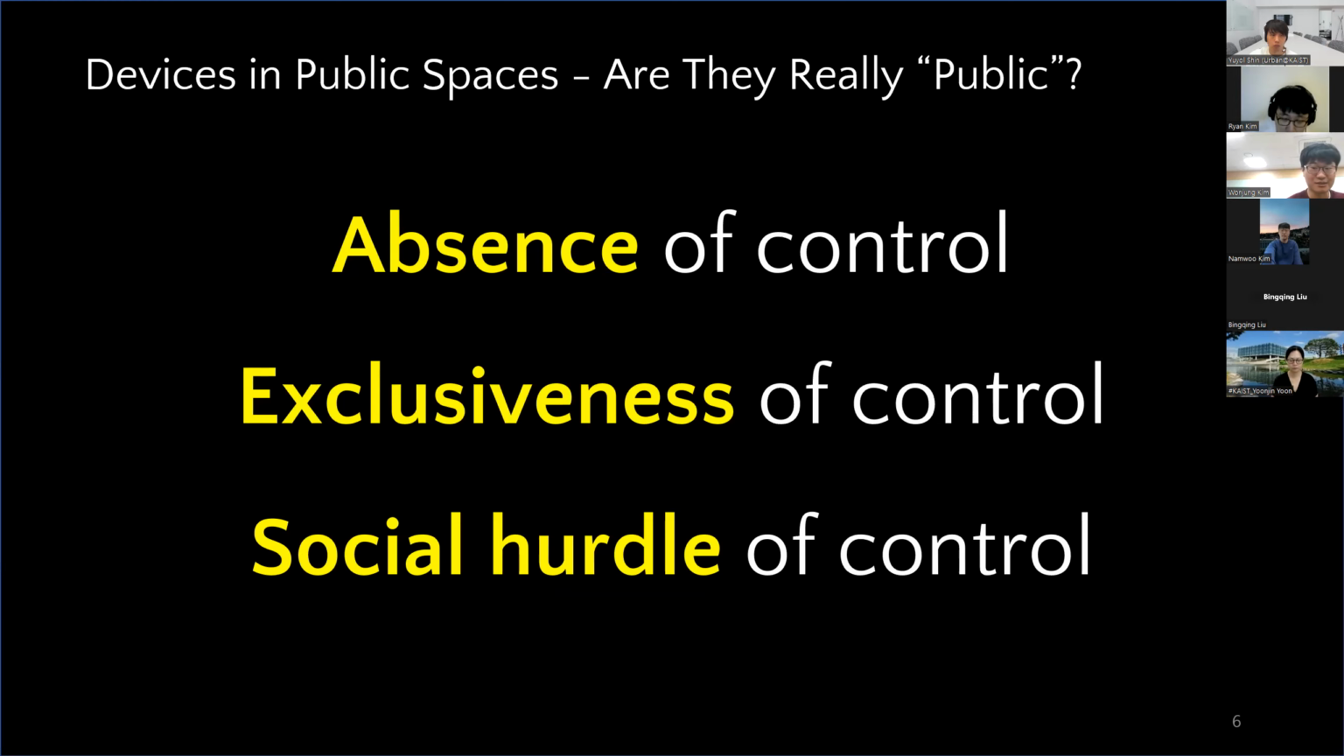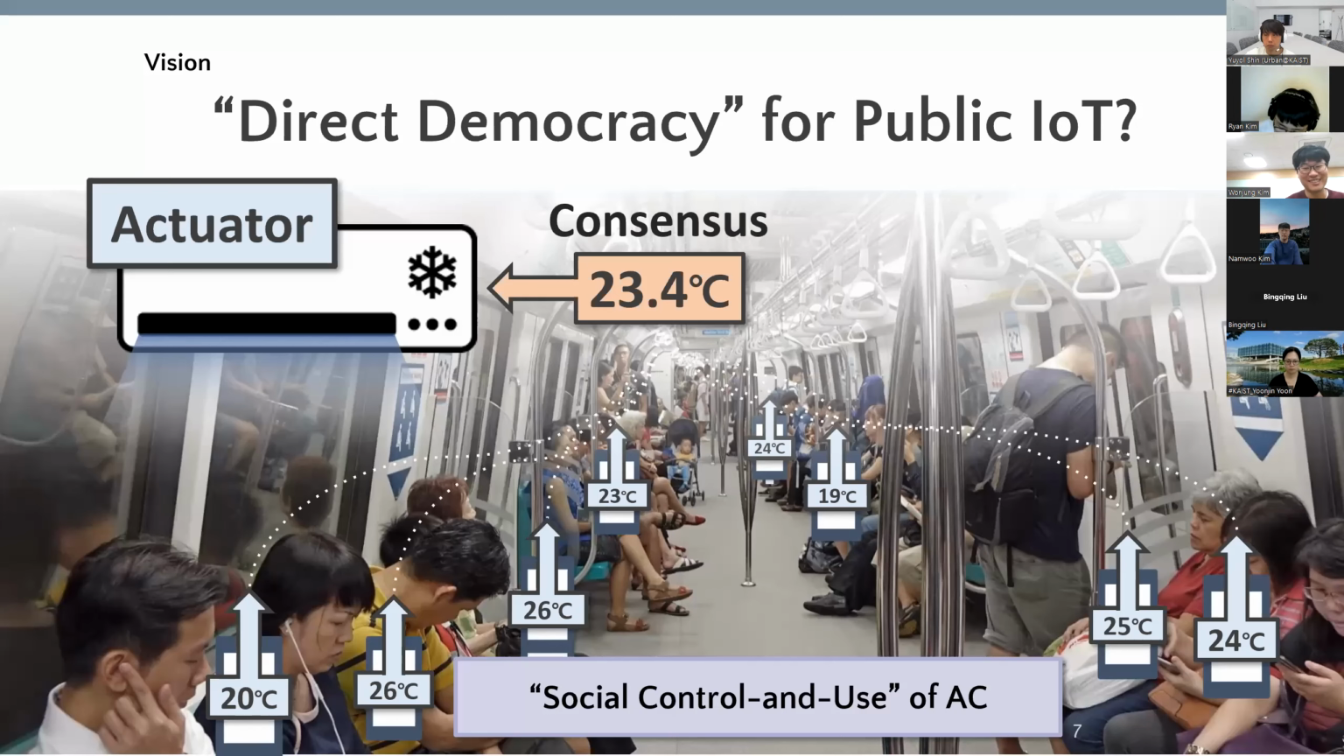The irony happens not just for the case of AC in a bus. The same irony happens for lighting fixture, humidifier, public display, speaker, and so on. So the opinions of many people are often just ignored. Currently, the person who holds the control interface decides everything. So our vision is the direct democracy for public IoT. Here you can see the picture of a subway. Each passenger expresses his own preferred temperature, and these preferences are gathered and reached to a consensus. And the consensus is instantly reflected to the AC. We name this social control and use.